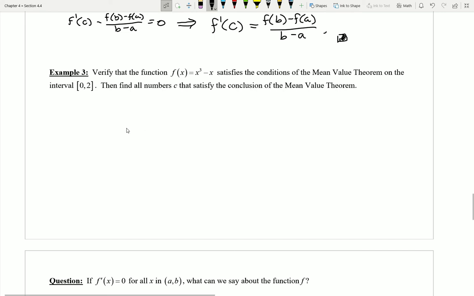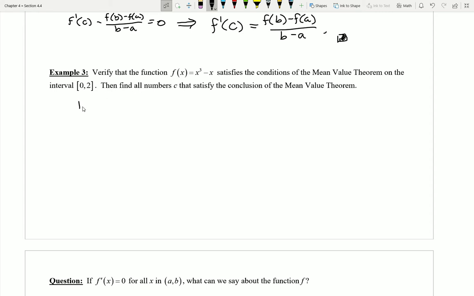So let's go ahead here and take a look really quickly at example number 3. We're going to try to see how we can use the mean value theorem on a very specific function and interval. So first let's verify that this function here satisfies the conditions of the mean value theorem on the interval from 0 to 2. Then we'll go ahead and find all the numbers c that satisfy the conclusion.